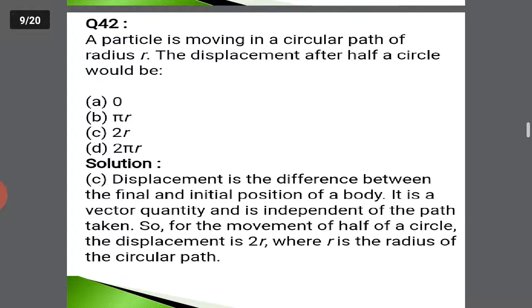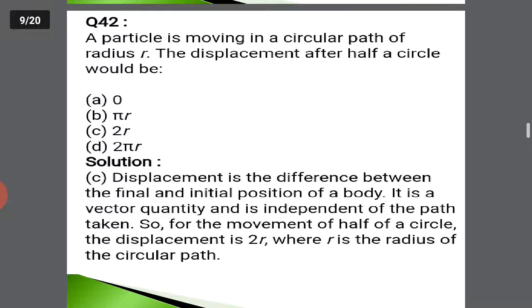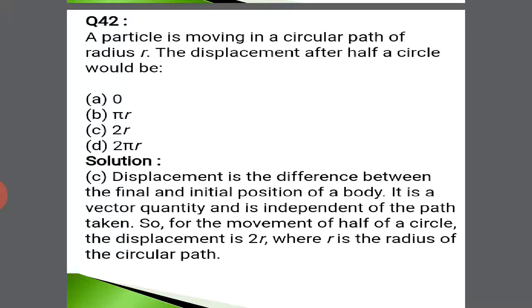Okay, next question. A particle is moving in a circular path of radius r. The displacement after half a circle would be, your options are given there. Option C will be the right answer. Displacement is the difference between the final and the initial position of a body. It's a vector quantity and independent of the path taken. So for the movement of half of a circle, the displacement is 2r, where r is the radius of the circular path.